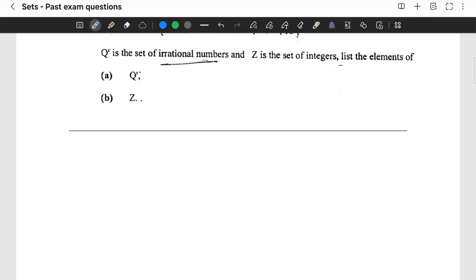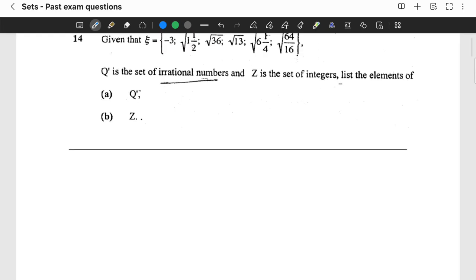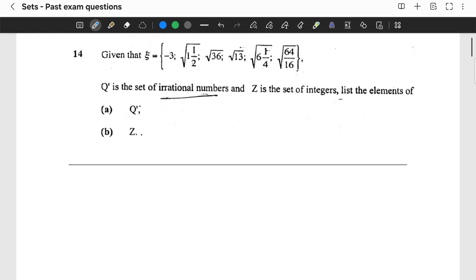Hi, in this video we're going to be dealing with past exam papers from ZIMSEC questions, particularly focused on sets. So this will be focused on questions that have covered sets in the past exam papers.